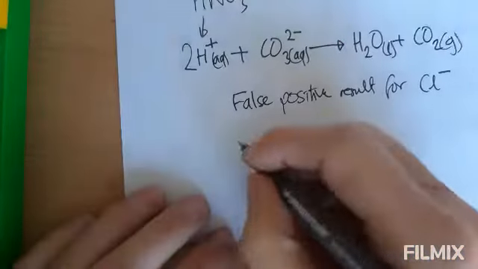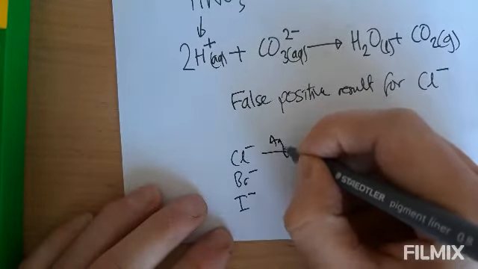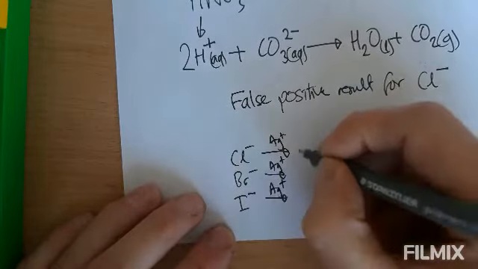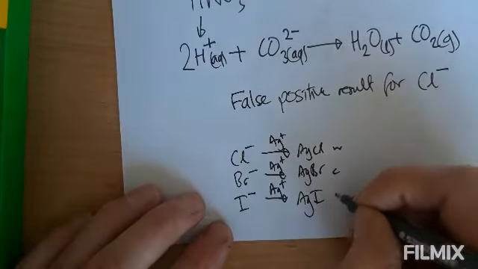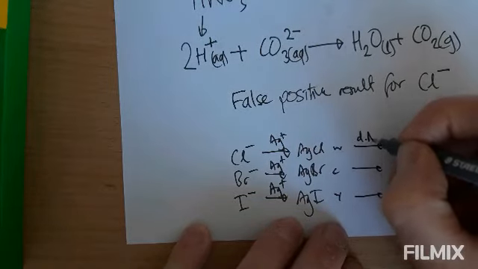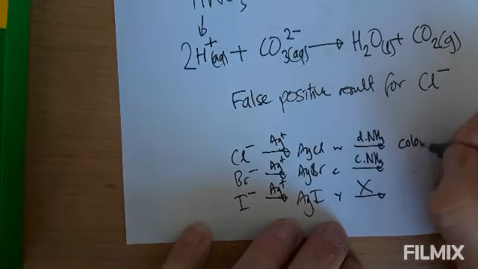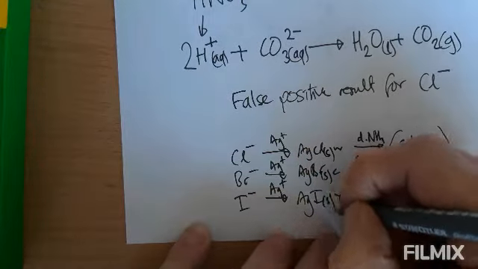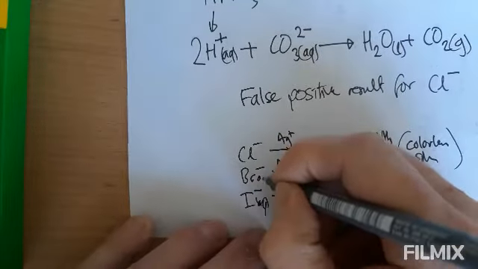So, in summary then, if you want to test for chloride, bromide, or iodide ions, you need to add silver nitrate, which contains Ag+. I'm not bothered about the nitrates. And you will make AgCl, AgBr, and AgI, which are white, cream, and yellow. White, cream, and yellow will dissolve in dilute ammonia, will dissolve in conc ammonia, will not dissolve in any ammonia, and these will give you a colourless solution. I'm just going to write solid there, and solid there because they're a precipitate that you can filter. And these are all aqueous ions.